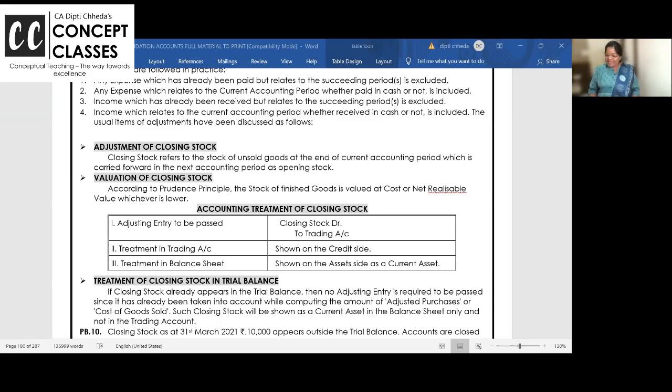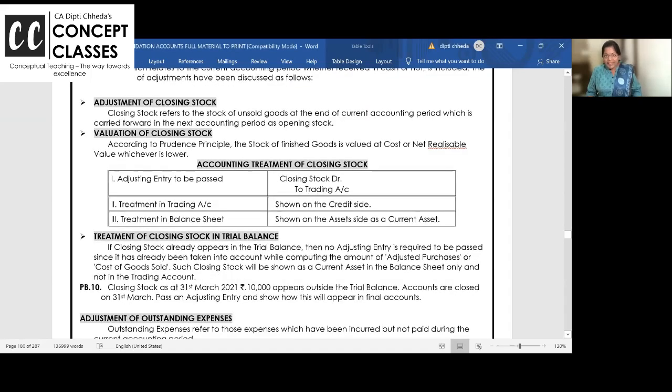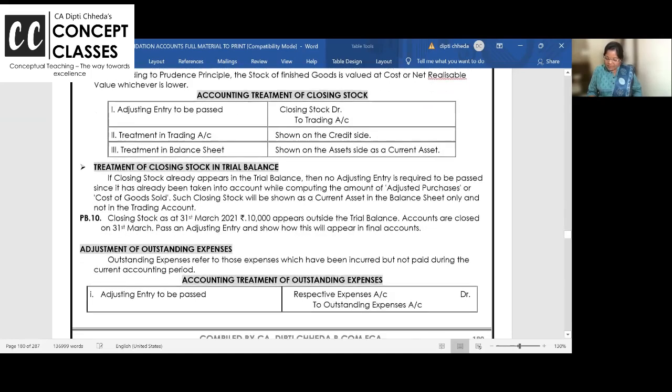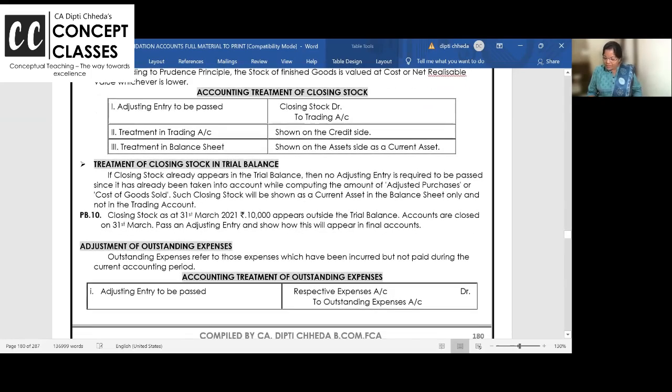Okay, so the first adjustment is for closing stock. Closing stock account debit to trading account. Write it on the credit side of the trading account and on the debit side in current assets. If closing stock is given in the trial balance, no adjustment entry is required to be passed since it has already been recorded in the adjusted purchases, and then closing stock will appear in the balance sheet in current assets only. So two effects, trading and balance sheet; one effect only in the balance sheet.